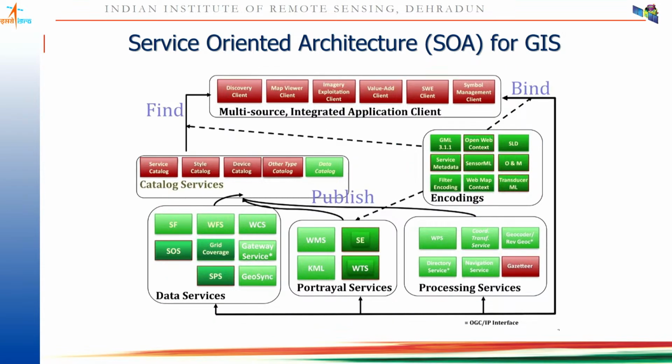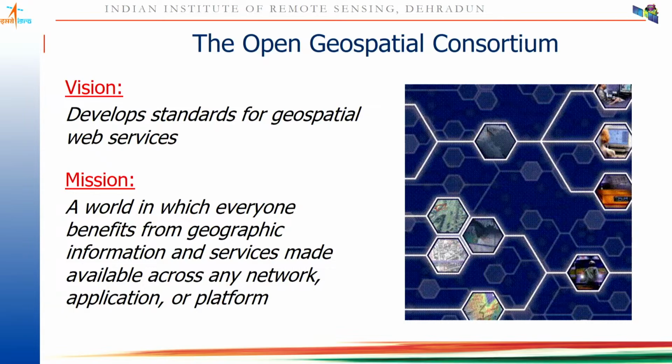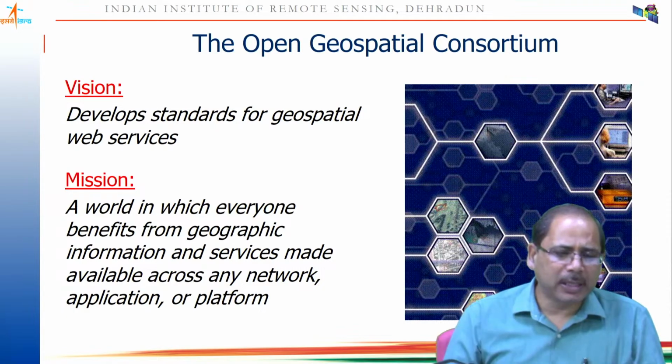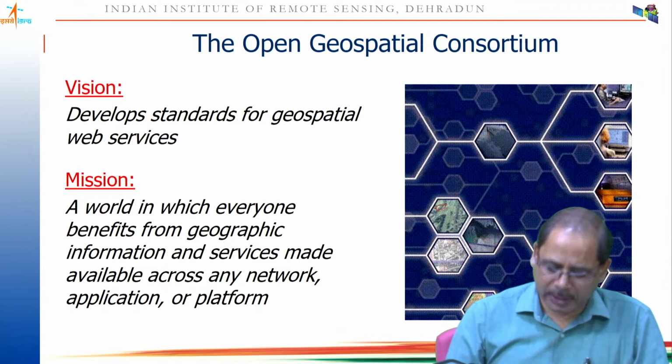You can search for this; it is from OGC, the Open Geospatial Consortium. Here different services are there: data services, portrayal services, processing services, encoding services, catalog services. In web-based GIS, all these web service standards are published by the Open Geospatial Consortium, and you can publish your APIs and provide data access through them for secure and real-time data access to your users. I will not go into the detail of the OGC missions. Basically, they work so that everyone benefits from geographical information and services made available across any network, application, or platform. They talk about the interoperability of geographical data.